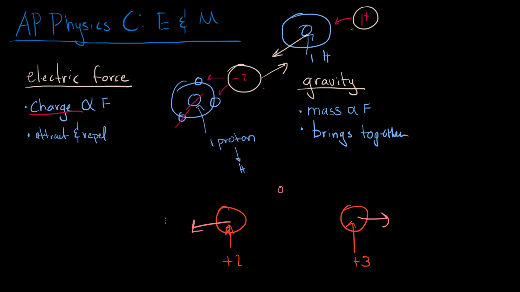Attract and repel, and other than that, they actually use different constants. Gravity uses the gravitational constant G, and the electric force uses the constant K.